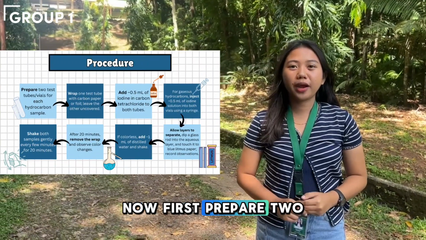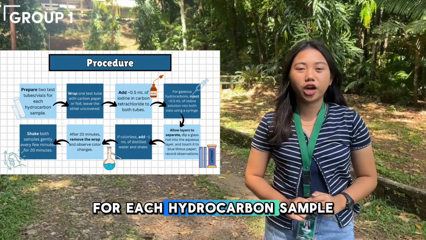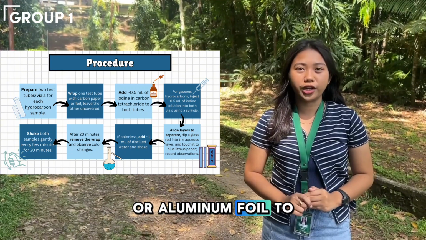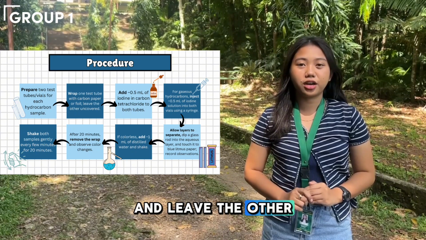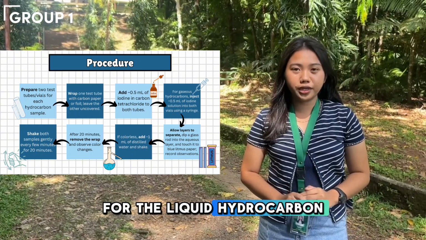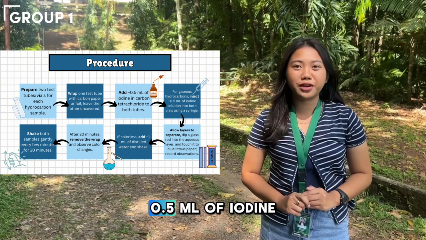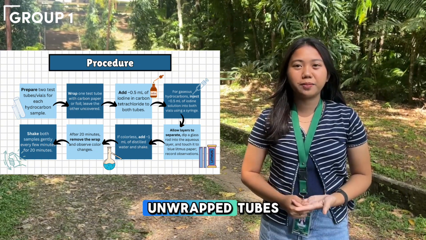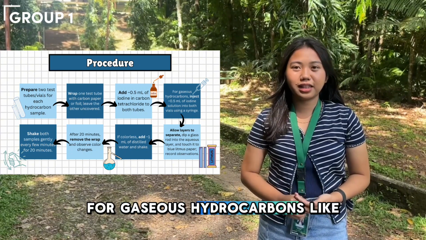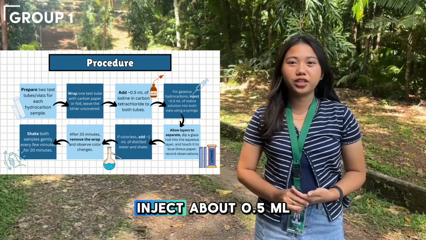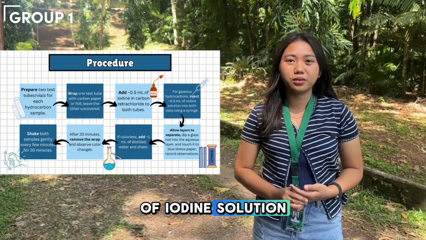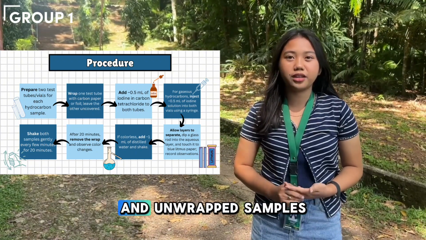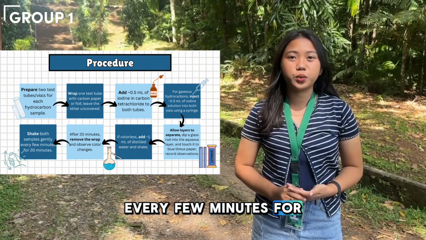First, prepare two test tubes or vials for each hydrocarbon sample. Wrap one test tube or vial with carbon paper or aluminum foil to block light, and leave the other uncovered. For the liquid hydrocarbon, add approximately 0.5 ml of iodine in carbon tetrachloride solution to the wrapped and unwrapped tubes. For gaseous hydrocarbons like LPG, use a syringe to inject about 0.5 ml of iodine solution into the wrapped and unwrapped vials. Gently shake both wrapped and unwrapped samples every few minutes for 20 minutes.